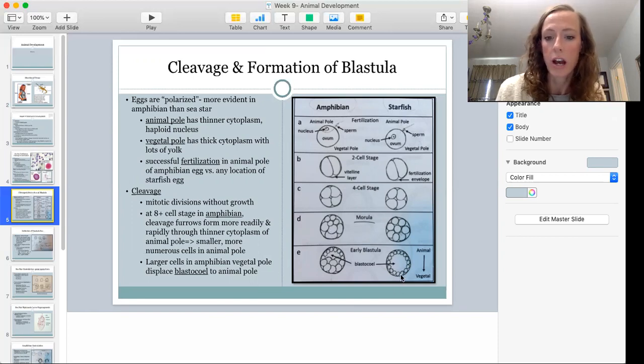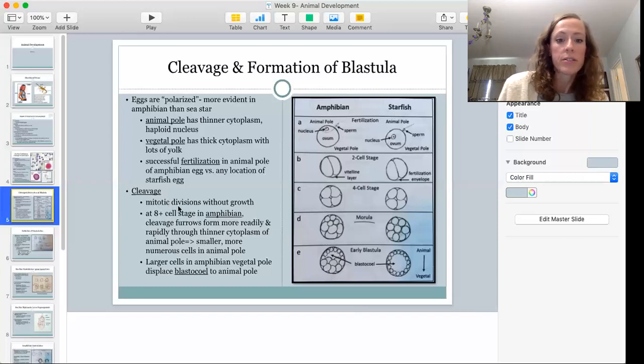Because of this larger characteristic of the cells in the vegetal pole for our amphibian, you're going to get actually displacement of the fluid, displacement of that blastocele towards the animal hemisphere in the amphibian, versus you don't actually see that happening in the blastula of the sea star.